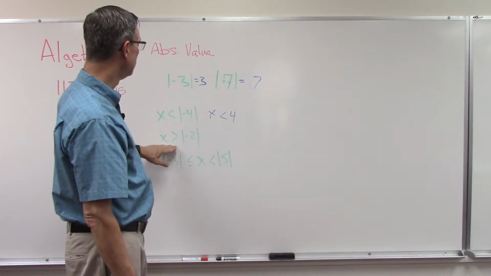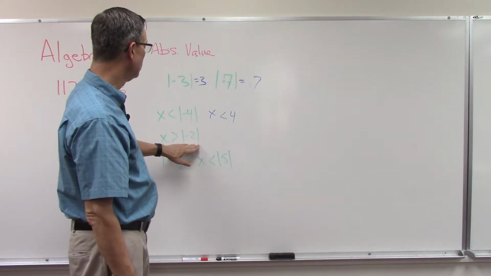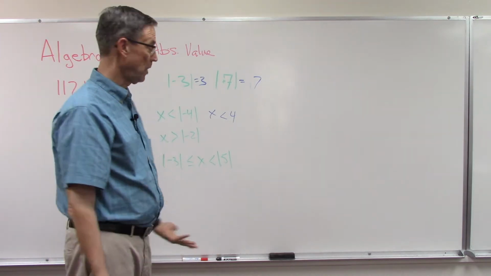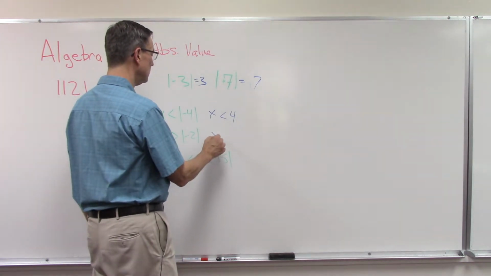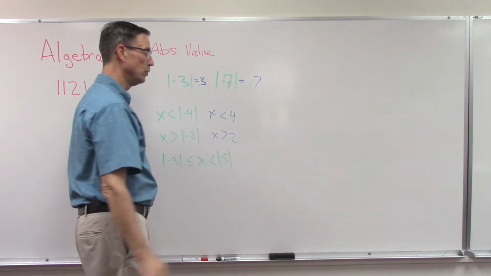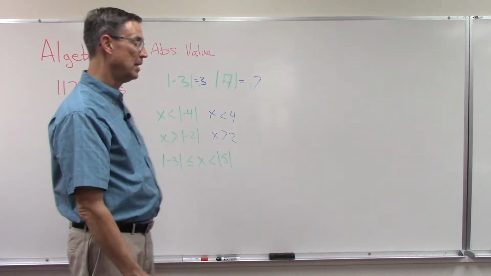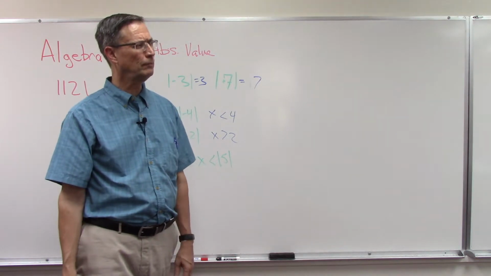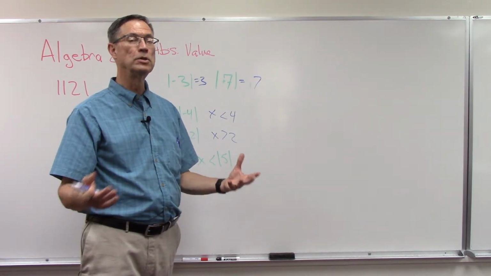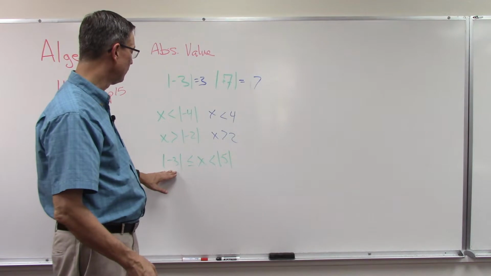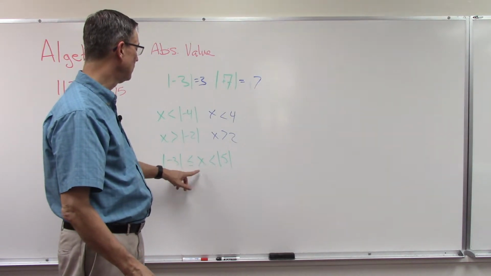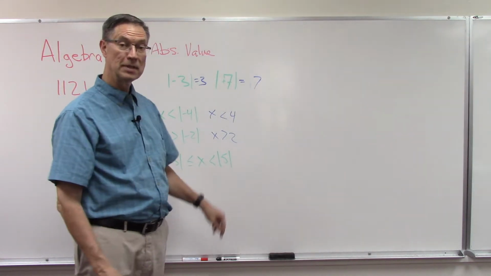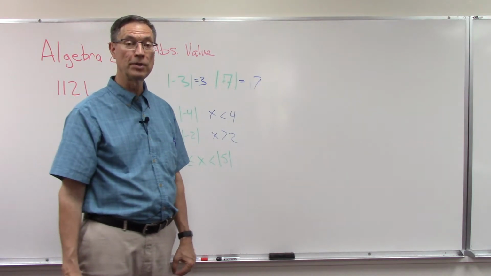This is x is greater than the absolute value of -2. Absolute value of -2 is just 2. So we graph that. Okay, pretty easy. Then at the bottom of that page, they throw a couple of problems in where, again, it's like putting 2 together like this: the absolute value of -3 is less than or equal to x, which is less than 5. Okay, so don't let that throw you.